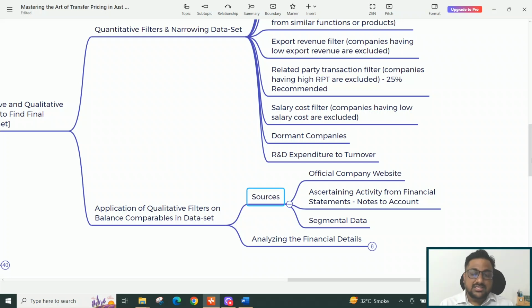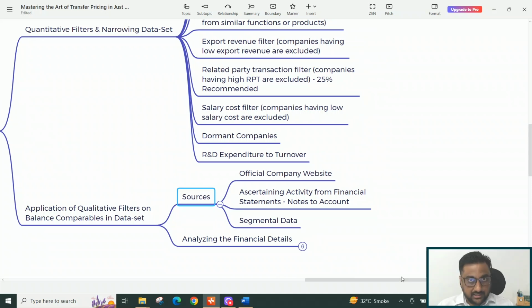Now the third is segmental data. What happens at times is that there will be one company, but it would have 4 to 5 segments, and it would be doing segmental reporting. So you need to also check: from the website you came to know that the company is engaged in certain processes or operations which match your tested party's operations. To further check that, you should also check the segmental data, whether segmental data is available particularly for that particular segment of sales which the company is doing.